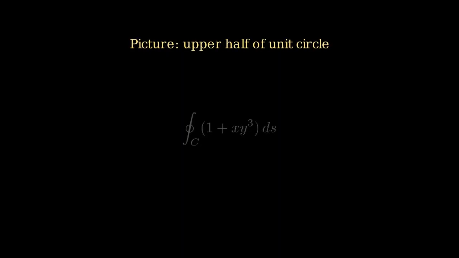We are going to evaluate the line integral of the quantity 1 plus x times y cubed ds, where C is the upper half of the circle x squared plus y squared equals 1. Let's picture this first. The curve C is the top half of a circle of radius 1, centered at the origin, like a rainbow arc sitting above the x-axis.